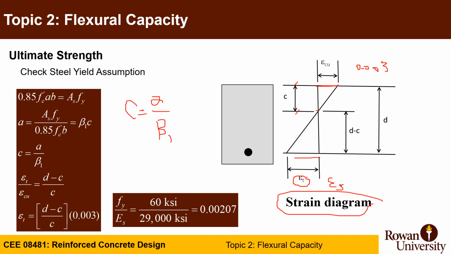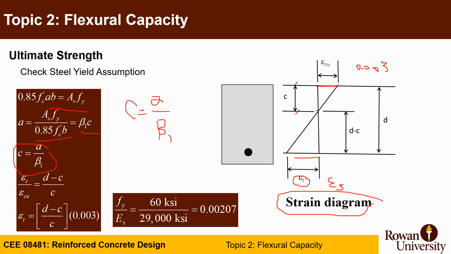So 0.85 f'c a b equals As fy, and a equals As fy divided by 0.85 f'c b, which also equals beta 1 c. So after you calculate a, you can calculate c as a divided by beta 1.